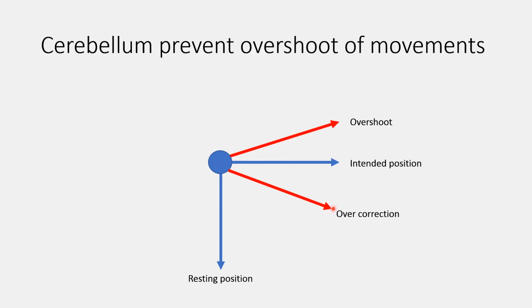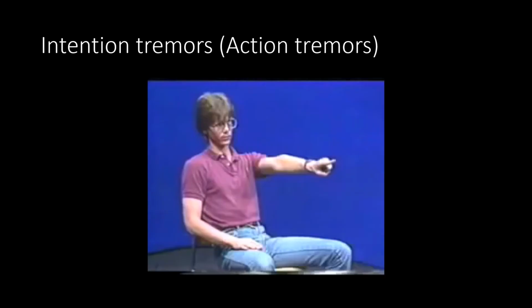So the arm moves around the intended mark, and this type of movement is known as intention tremor or action tremor. So in intention tremor or action tremor, overshoot is followed by overcorrection. So movement occurs around the intended point.